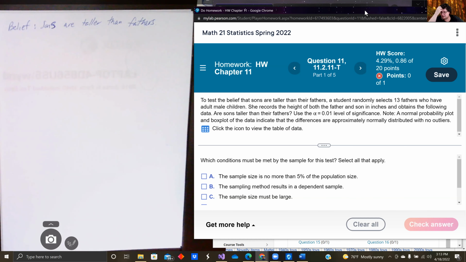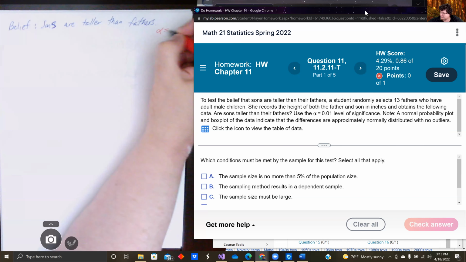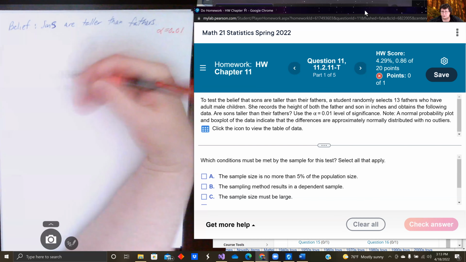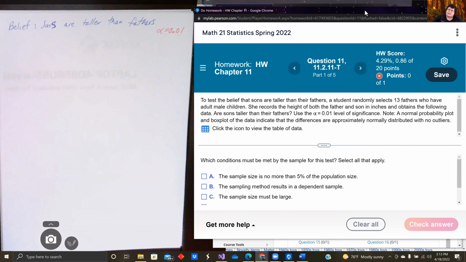That's what it says right there. It gives me alpha, I'm going to write that down. I think I know I need that. Alpha equals 0.01. And it says, note that a normal probability plot and box plot of the data indicate the differences are approximately normally distributed with no outliers. That's good to know. That means we don't have to do our tests.